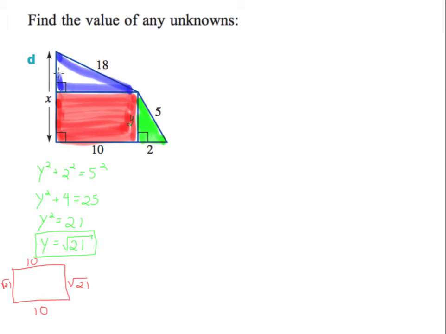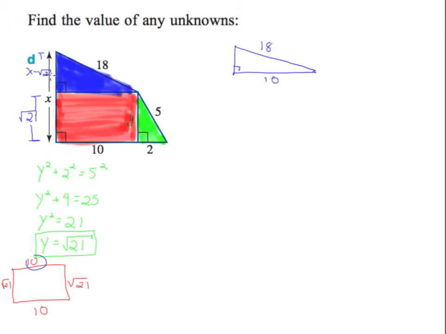so when I convert this information to the blue right triangle that's above the rectangle, I know this bottom leg must be 10, since it's the length of the red rectangle. And since this entire side is x, and I figured out this one little part of this side is the square root of 21, that means this leg of the blue right triangle must be x minus the square root of 21 in length. In our Pythagorean theorem, we have a first leg of x minus the square root of 21, quantity squared, plus a second leg of 10 squared, equal to our hypotenuse of 18 squared.